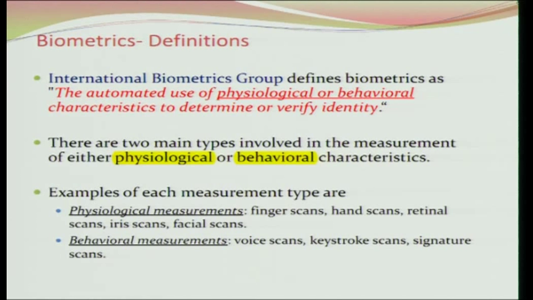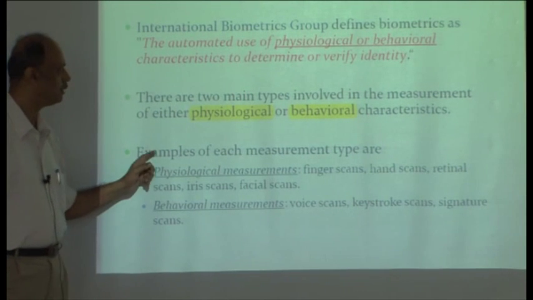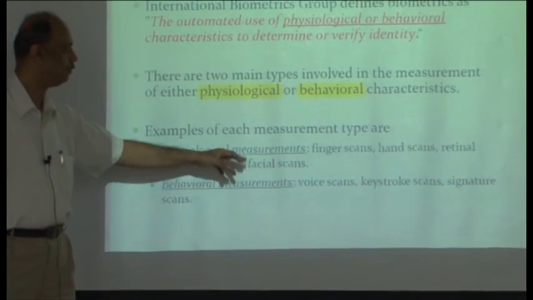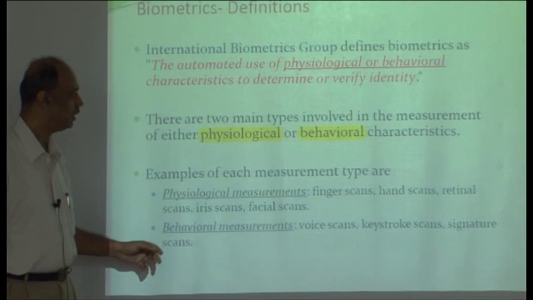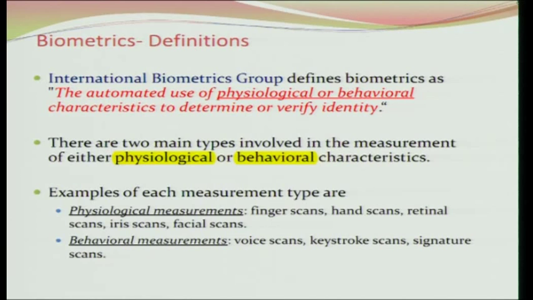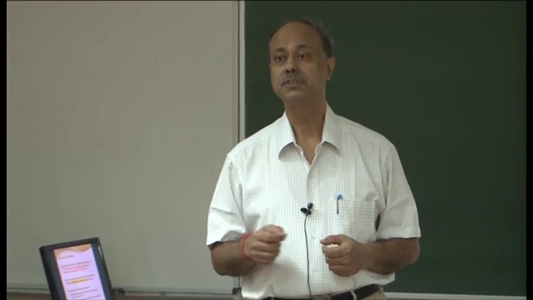Now, by these two terms, physiological characteristics and behavioral characteristics, we are defining our biometric systems. So there are two measurements, one is physiological, under which you will find fingerprints, handprints, vein prints, retina, iris, face, and so on. Whereas behavioral characteristics are voice, keystrokes, signature, and so on. Now, you observe that fingerprints, handprints, retina, iris, face, and so on are very difficult to change. Whereas one can mock or copy the voice, right, or one can try to copy the signature, the way you sign, right.